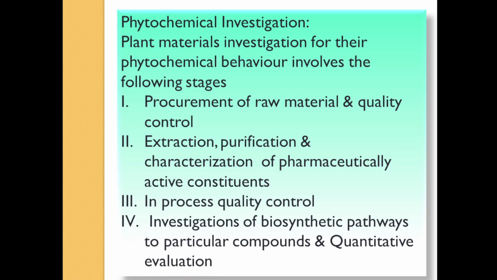And after that, characterization of pharmaceutically active constituent. Suppose you are taking any drug, in that which active constituent is present. For example, clove contains eugenol as a volatile oil, which is the active constituent. So complete characterization up to determination of the chemical structure of that particular drug will include characterization of pharmaceutically active constituent. Then in process quality control. During the complete evaluation process, quality control should be maintained.